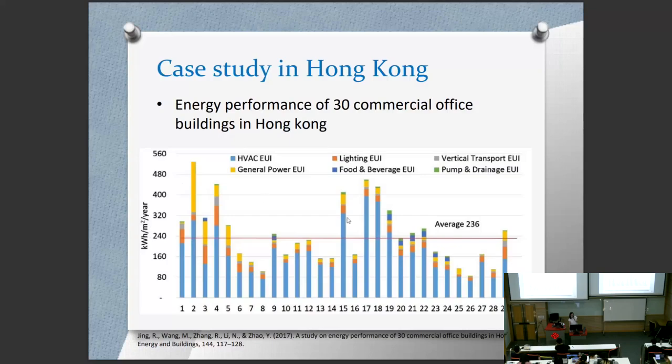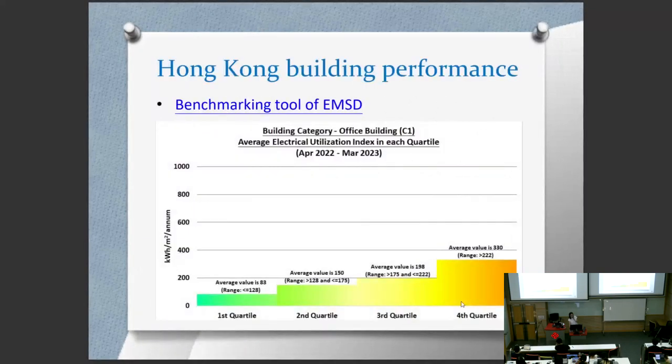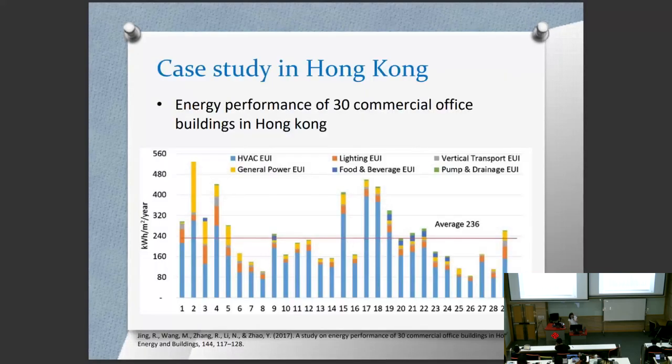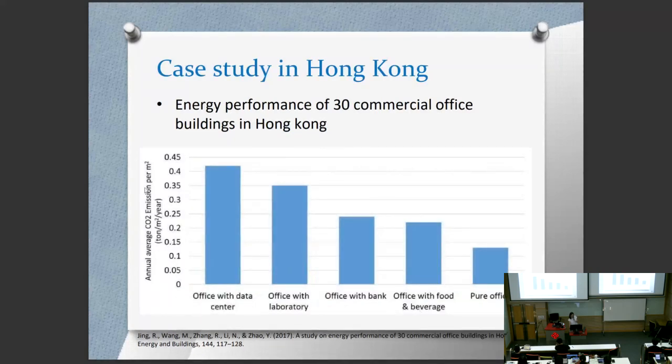So if it is referring to the benchmark here, it will definitely be in the fourth quartile. And there are also buildings which consume very little energy, less than 80 kilowatt hour per square meter. It summarized the performance for office with data center, highest energy consumption, and then office with laboratory, office with bank, with food beverage, or pure office. So for pure office, just office area, the consumption will be the least.